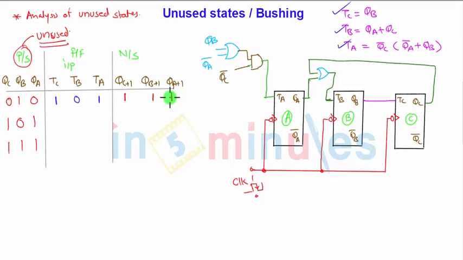So it says that state 2 goes to the 7th state, and we all know that 2 is going to 7, and 7 is also an unused state, which means the counter is in a lockout condition. Okay, but two of the states are still remaining. So let us find out what is happening there.